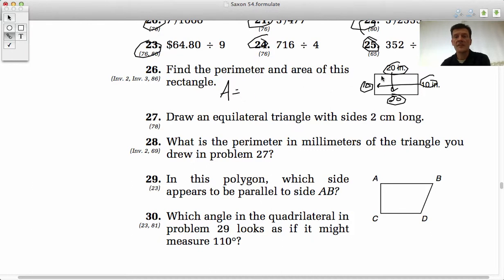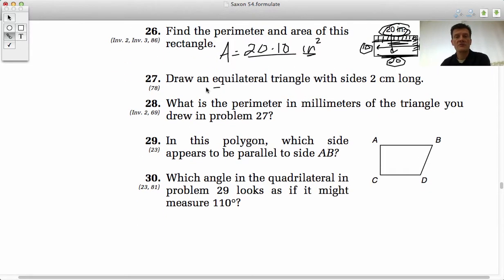Area is how many squares fit into that space, into that shape. Well, you've got 20 squares that can fit the length, and you've got 10 that can fit down, so you're going to have a total of 20 times 10 squares. Length times width is going to give you the area of a rectangle. Take 20 times 10, and remember that is going to be in square units. Inches squared. How many squares are going to fit?